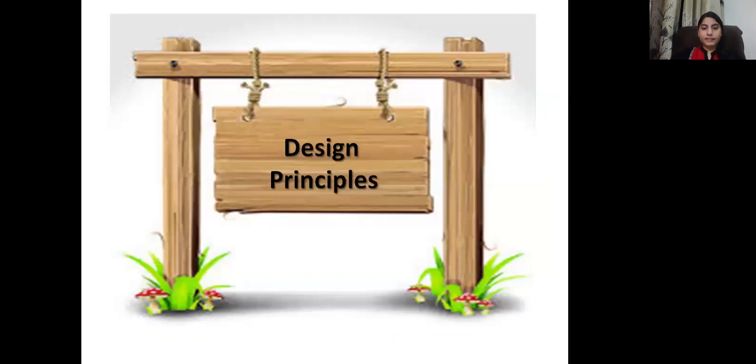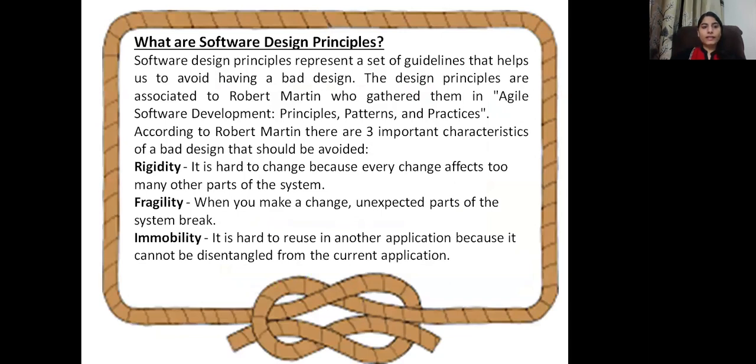Now, design principles of OOAD. What are software design principles? Software design principles represent a set of guidelines that help us to avoid having a bad design. The design principles are associated with Robert Martin, who gathered them in Agile Software Development: Principles, Patterns, and Practices. According to Robert Martin, there are three important characteristics of a bad design that should be avoided: rigidity, fragility, and immobility.